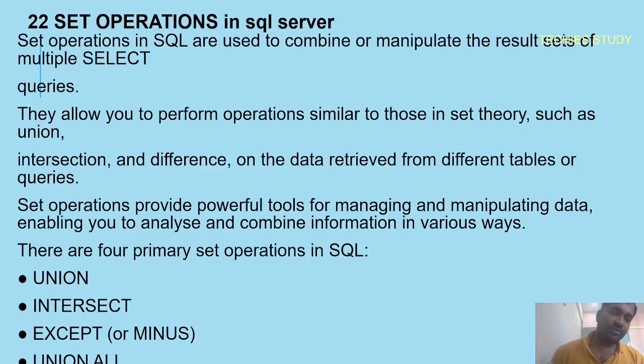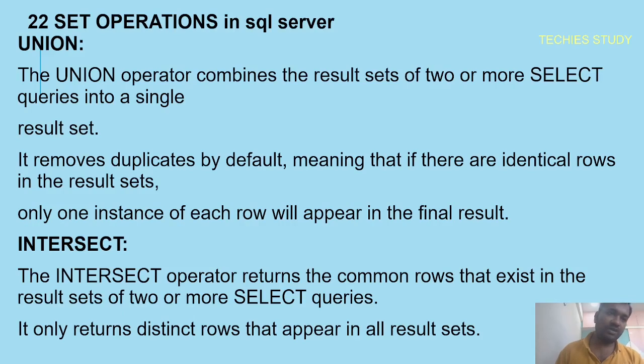There are four primary set operations in SQL Server: union, union all, intersect, and except or minus. What is union? The union operator combines the results from two tables into a single result set. It removes duplicates by default, meaning that if there are identical rows in the result sets, only one instance of each row will appear in the final result. Union all will not remove the duplicate rows, compared to union, vice versa.